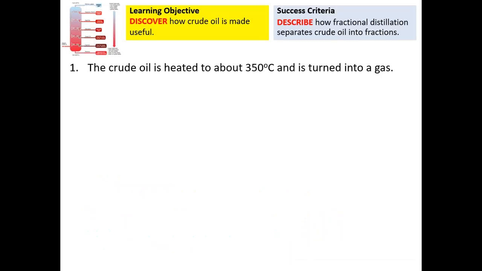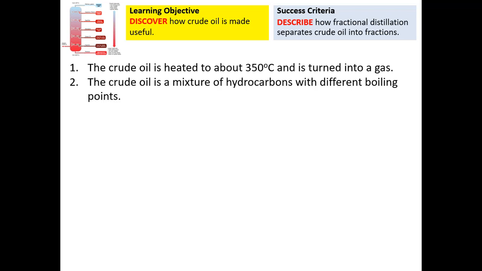Okay, so like I said, the first one's already done for you. The crude oil is heated to about 350 degrees C and is turned into a gas. We know the crude oil is a mixture of hydrocarbons with different boiling points. If it wasn't, then fractional distillation would not work. The point of it is that everything inside it will boil at different temperatures because of the different chain lengths.